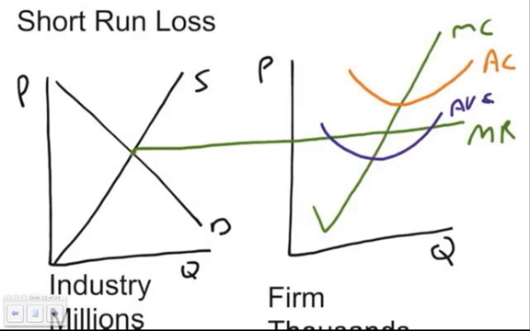So I can identify where quantity would be. That would be where MR equals MC. So I find that point there, draw a line down. There's my quantity for the firm. And then I can find the loss. So I would draw a line straight up to the average cost curve and over, shade in that lovely rectangle, and that would be the loss for this firm. Again, this is just a short run loss for perfect competition.